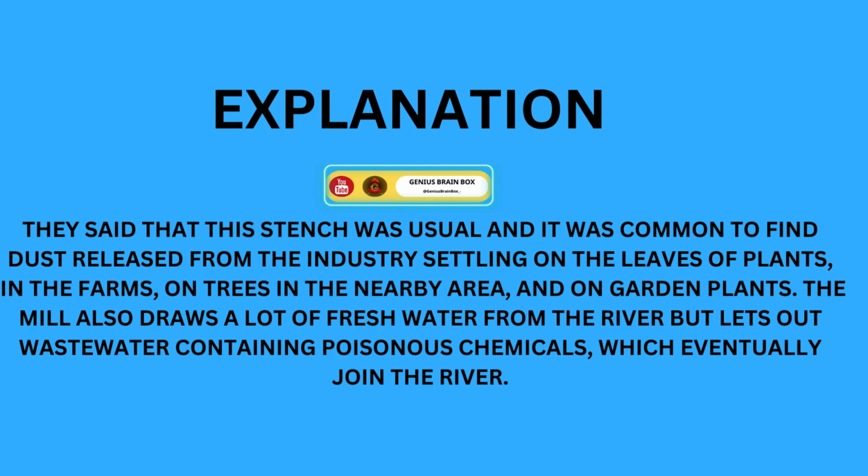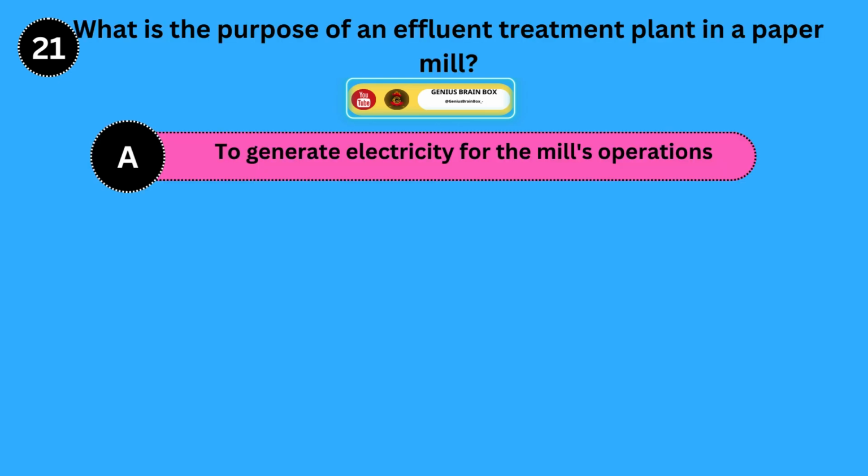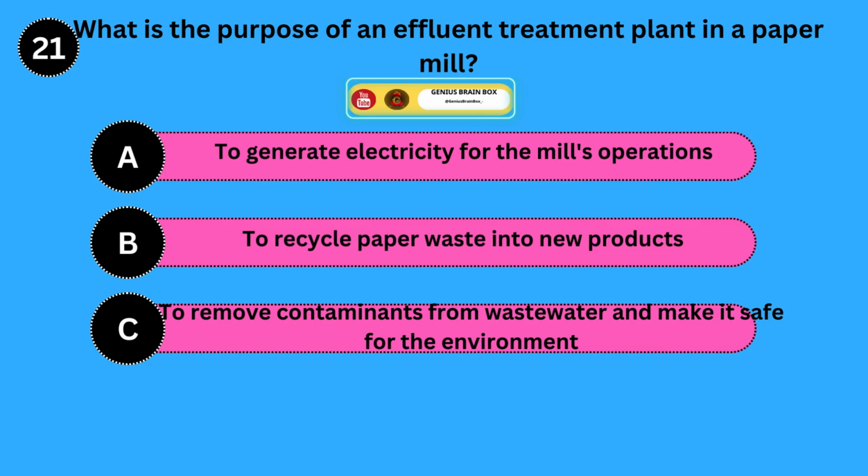Explanation. They said that this stench was usual and it was common to find dust released from the industry settling on the leaves of plants, in the farms, on trees in the nearby area, and on garden plants. The mill also draws a lot of fresh water from the river but lets out wastewater containing poisonous chemicals, which eventually join the river. What is the purpose of an effluent treatment plant in a paper mill?